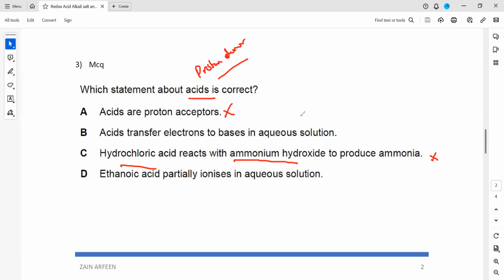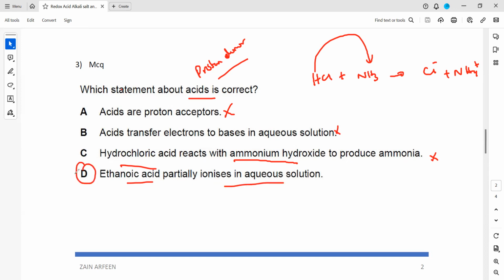Acids are proton donors, so they give protons. Like if we write HCl, and we have NH3, what will happen? The proton will be transferred. It will become Cl- plus NH4+. Ethanoic acid is a weak acid, so it is partially ionized in aqueous solution. That is the right statement.